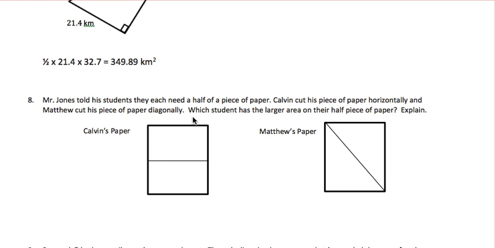Now notice there aren't any dimensions here at all, and that's on purpose. You don't have to find the area of each of these cuts in order to be able to compare them. Remember, the formula for the area of a rectangle is base times height, where the base and the height are perpendicular to each other. And of course, in a rectangle, they are. Calvin cut his paper in half, so the piece that is 1/2 of it would be 1/2 times base times height.